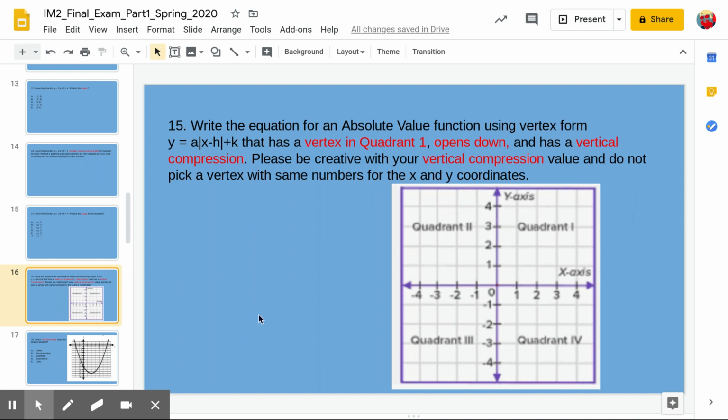And do not pick a vertex that has the same numbers for the x and y coordinates. So if you look in quadrant 1, I don't want you to give me 1, 1, 2, 2, 3, 3, 4, 4, 5, 5. Be a little bit more creative with your pick there. Okay? Look forward to seeing your answer on this equation.